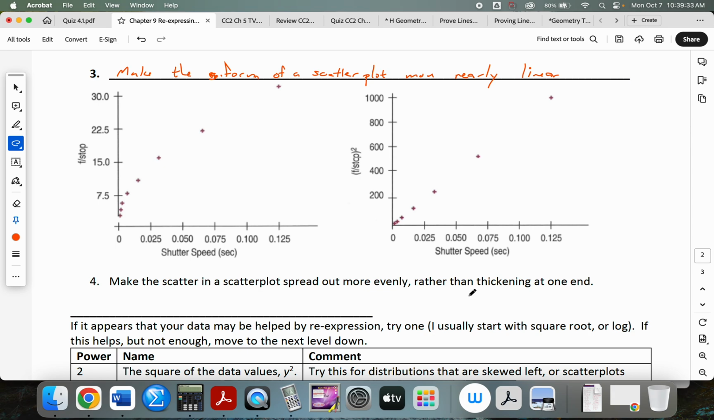And also sometimes to make the scatter in a scatter plot spread out more evenly rather than thickening at one end, where maybe you have small residuals and then the residuals spread out. You get bigger and bigger residuals.